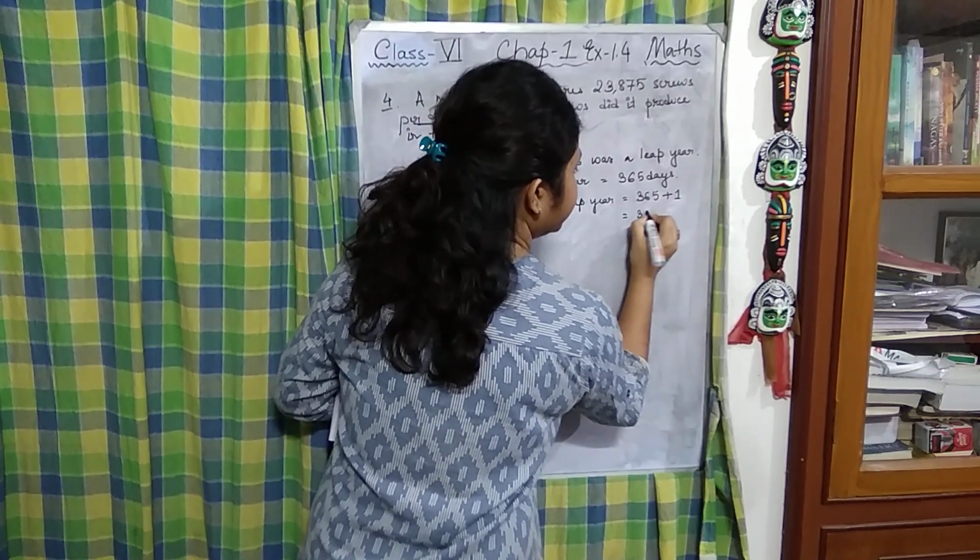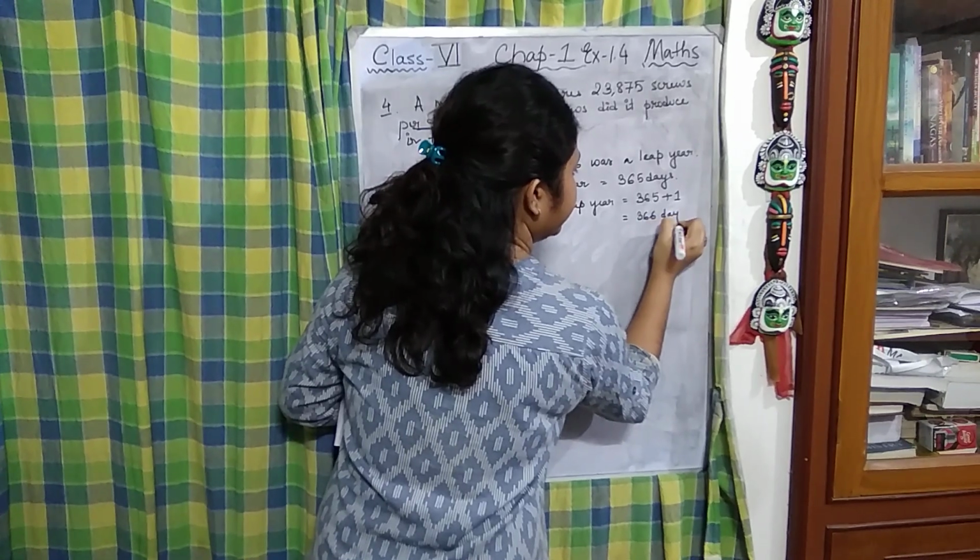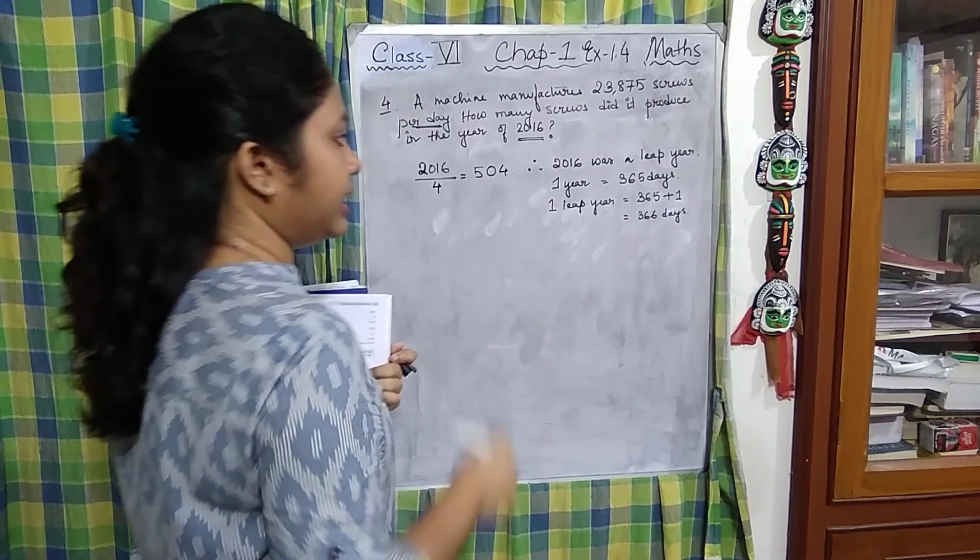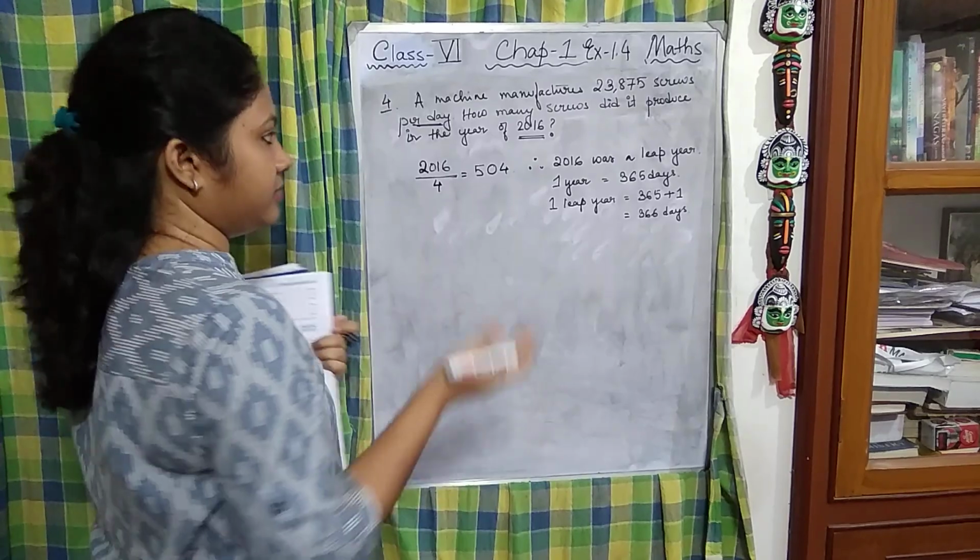So it becomes 366 days in a year. Okay. Now we will start with our sum.